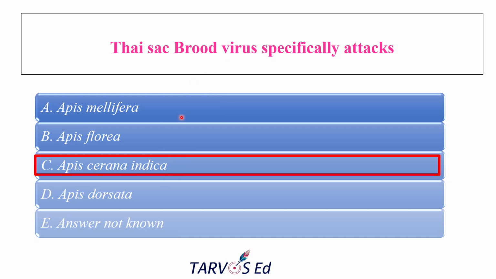Why does it matter in India? Before the 1990s, Apis cerana, our Indian bee, was the major species used for traditional beekeeping. But after this virus came, 80 to 90% colony loss was seen in many regions, which led to the shift to Apis mellifera beekeeping. Now Apis cerana is recovering in some areas due to selective breeding or resistance, because it was highly susceptible to the virus.